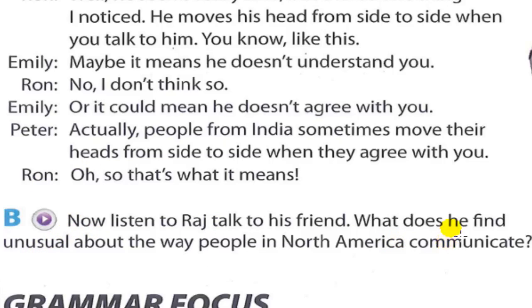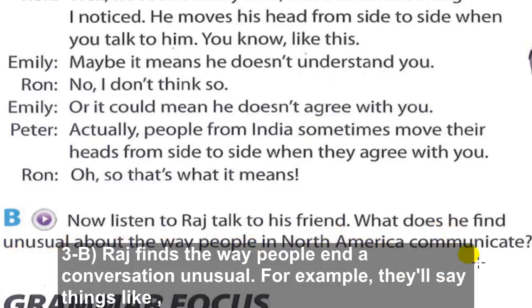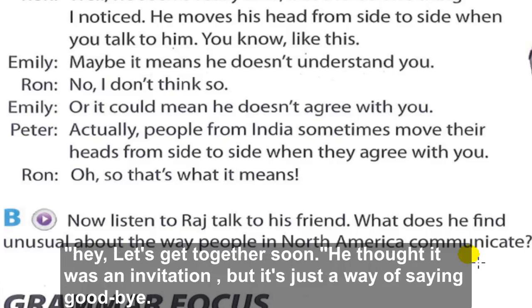B. What does Raj find unusual about the way people in North America communicate? Raj finds the way people end the conversation unusual. For example, they'll say things like, hey, let's get together soon. He thought it was an invitation, but it's just a way of saying goodbye. Let's get together soon means goodbye.